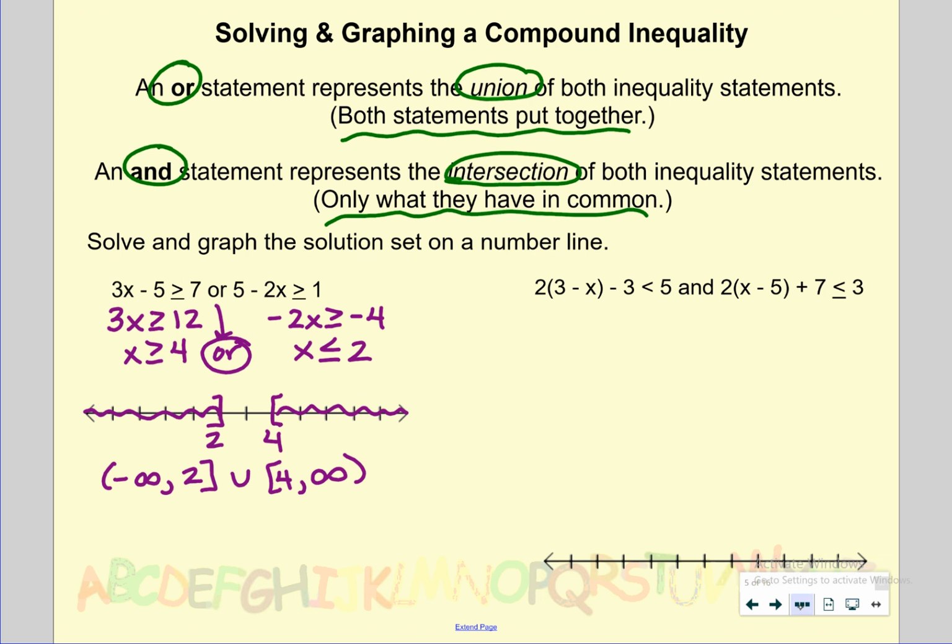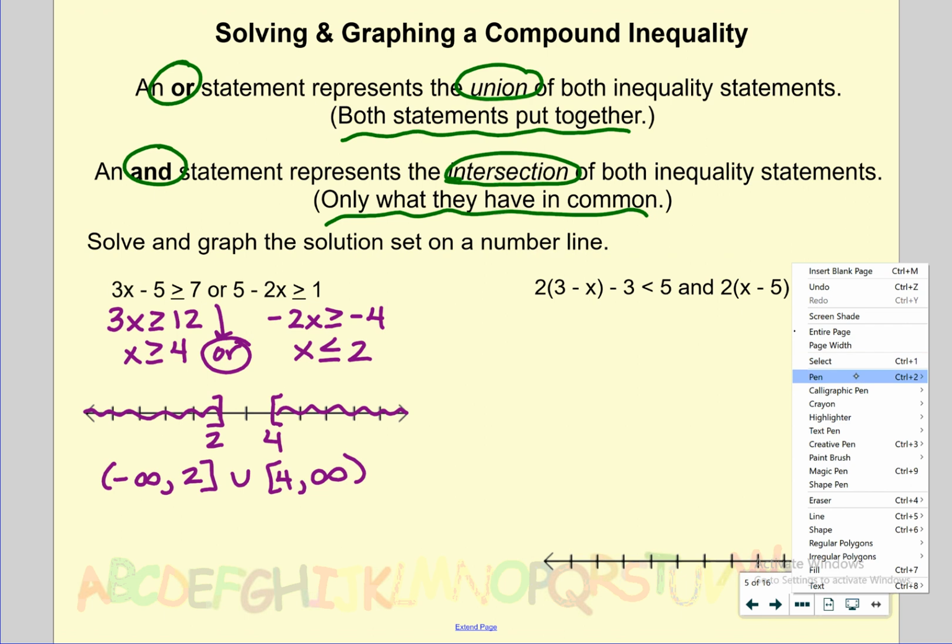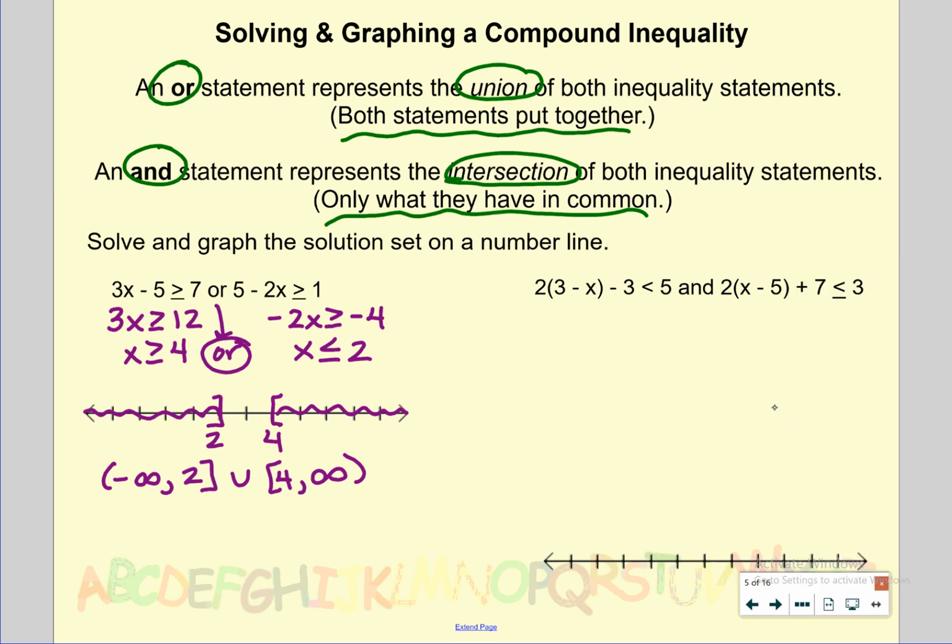All right, let's look at the next one. 2 times the quantity 3 minus x, minus 3 is less than 5, and 2 times the quantity x minus 5, plus 7 is less than or equal to 3. Okay, solve each piece individually first. So distribute: 6 minus 2x minus 3 is less than 5. 6 minus 3 will give me 3 minus 2x is less than 5. Subtract 3: negative 2x is less than 2. And then divide by negative 2. Because I'm dividing by a negative, I'm going to flip my sign. x is greater than negative 1.